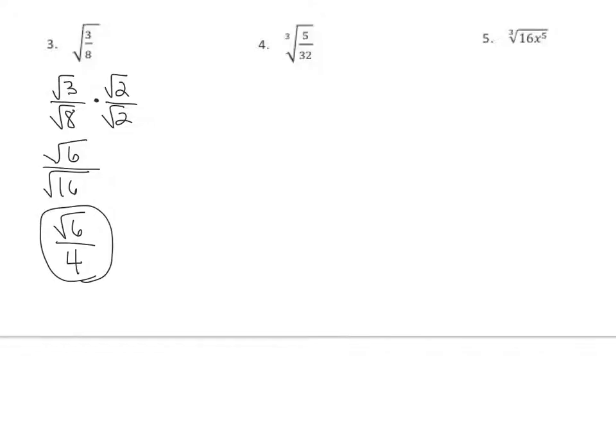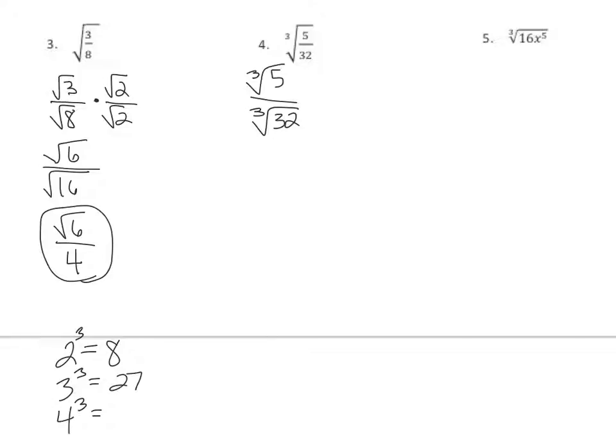Awesome. Okay, this next one. I can't have roots on the bottom, and it's cube roots, which are a little more complicated, not much. We sort of need to know what our cubes are, our perfect cubes. Let's see. 2 to the third power is 8. 3 to the third power is 3 times 3 is 9 times 3 is 27. 4 to the third power is 4 times 4 is 16 times 4 is 64. I'm going to use that one.